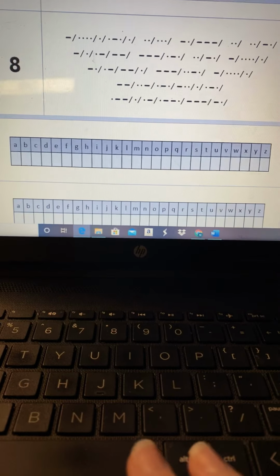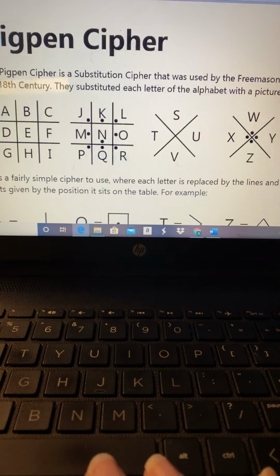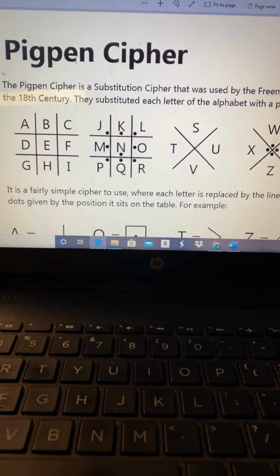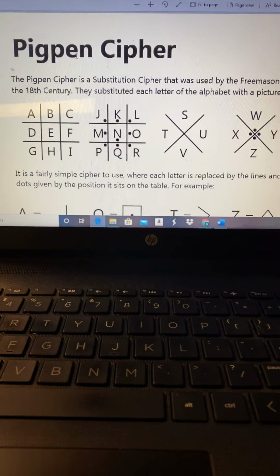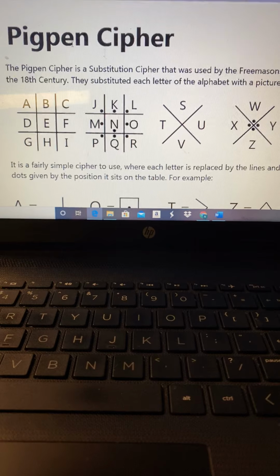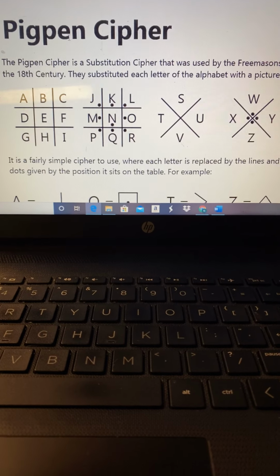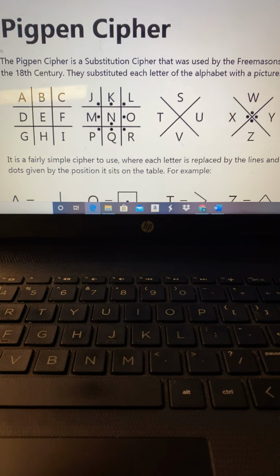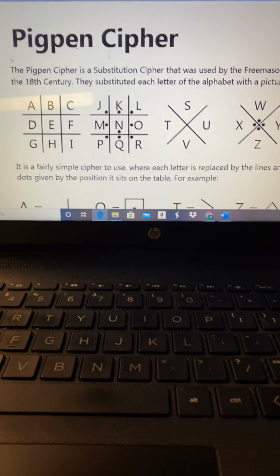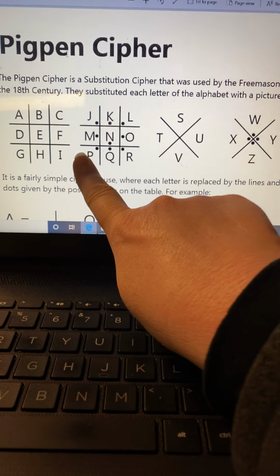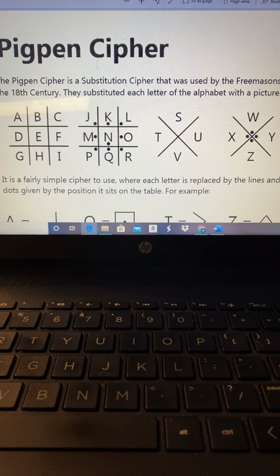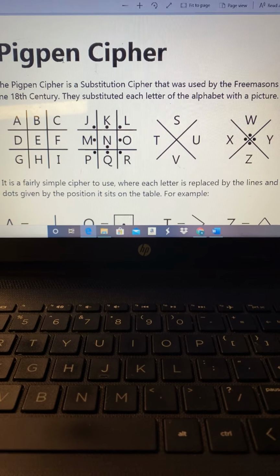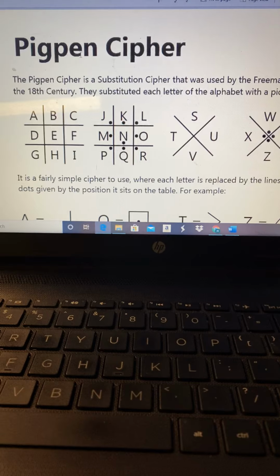Okay? Your second document is labeled Cryptography Resources, and it explains all of the different codes that are used. It explains them in the order that they are used even, so it's not terribly difficult. So the first one is the Pigpen cipher. It's a substitution cipher that was used by the Freemasons in the 18th century, and they substituted each letter of the alphabet with a picture.